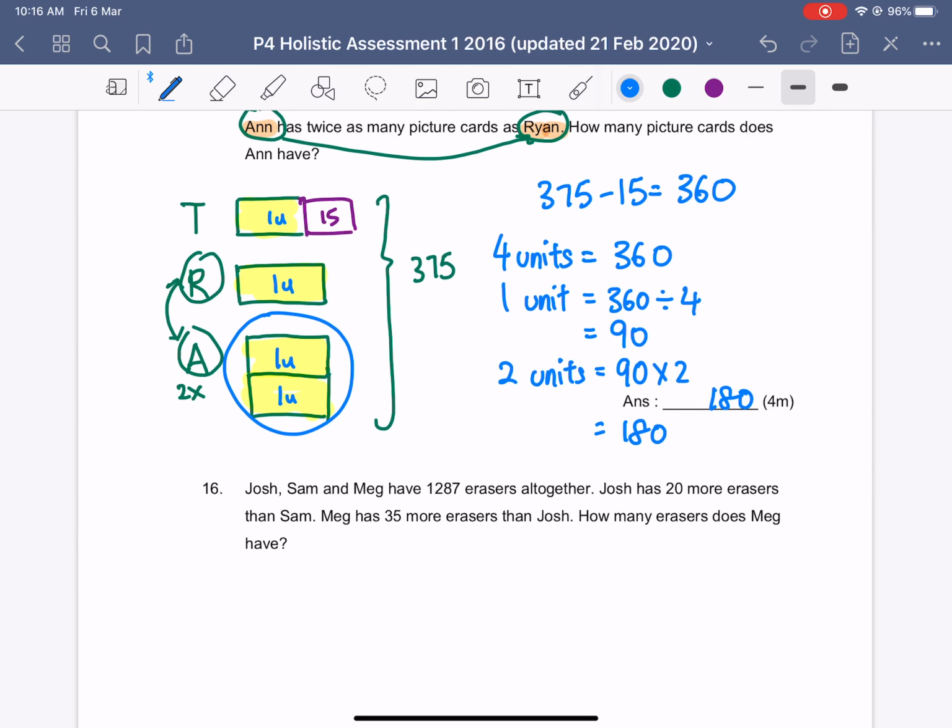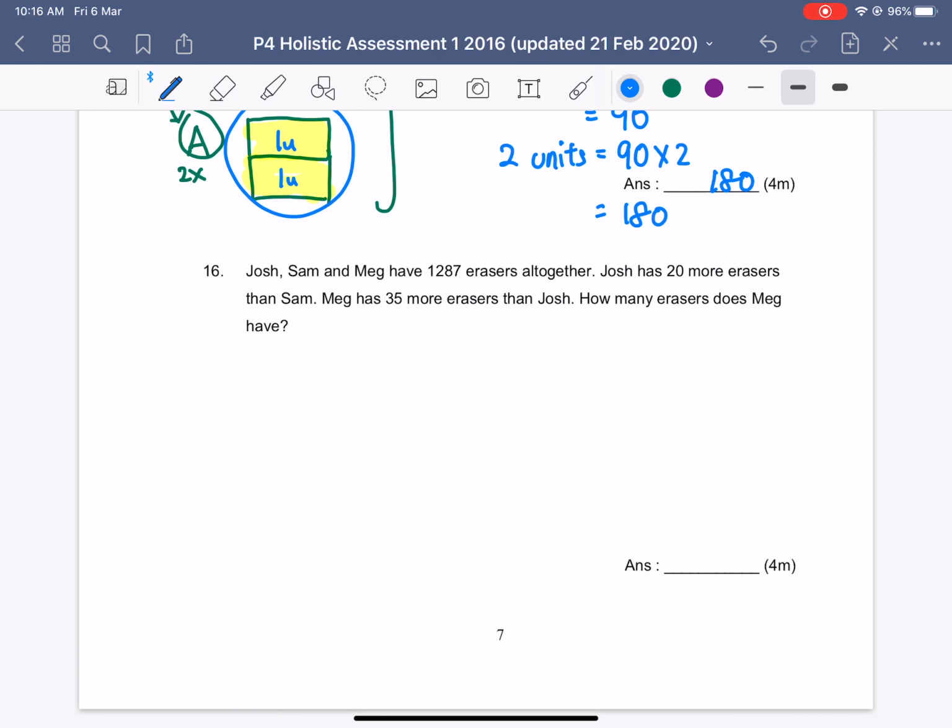Colors helped. Now question number 16. Josh, Sam, and Meg have 1,287 erasers altogether. And we are now starting to compare 2 people first. Josh has 20 more than Sam. So we have this person called Josh. We have another person called Sam. Now Josh has 20 more than Sam. So Josh is going to look longer by 20. Now for now, I will prefer all the numbers go into the box, which is easier to see. Okay, so the sentence here is done.